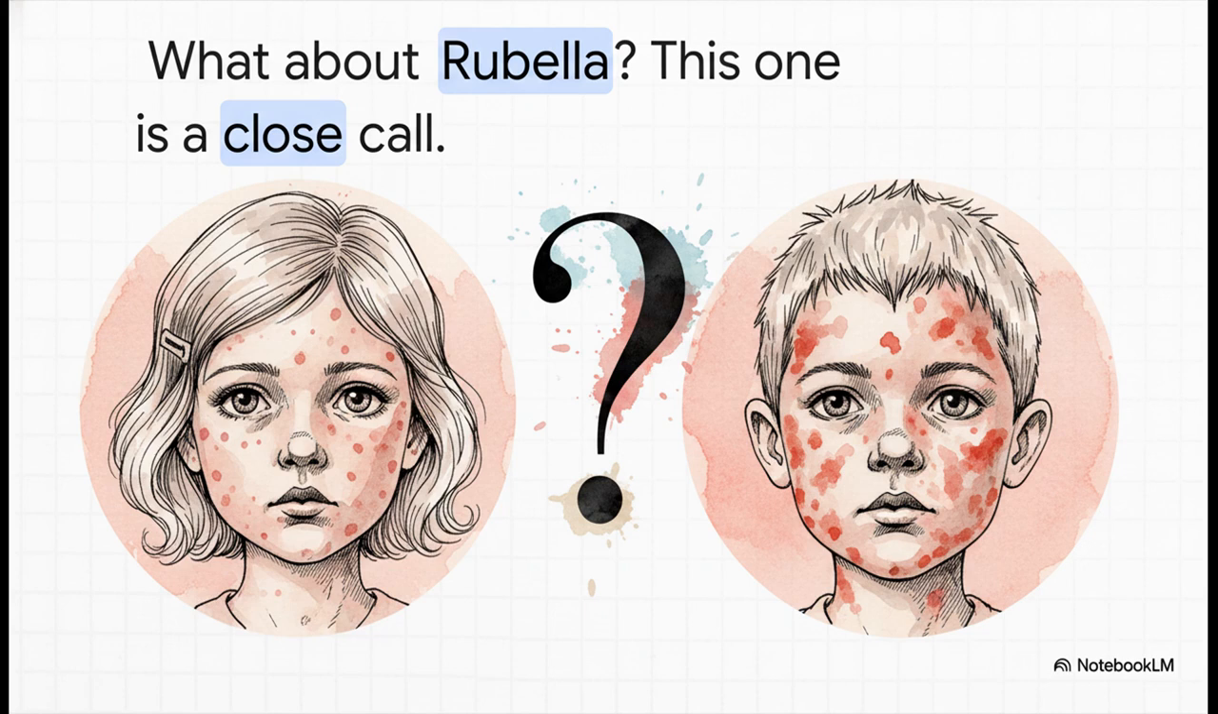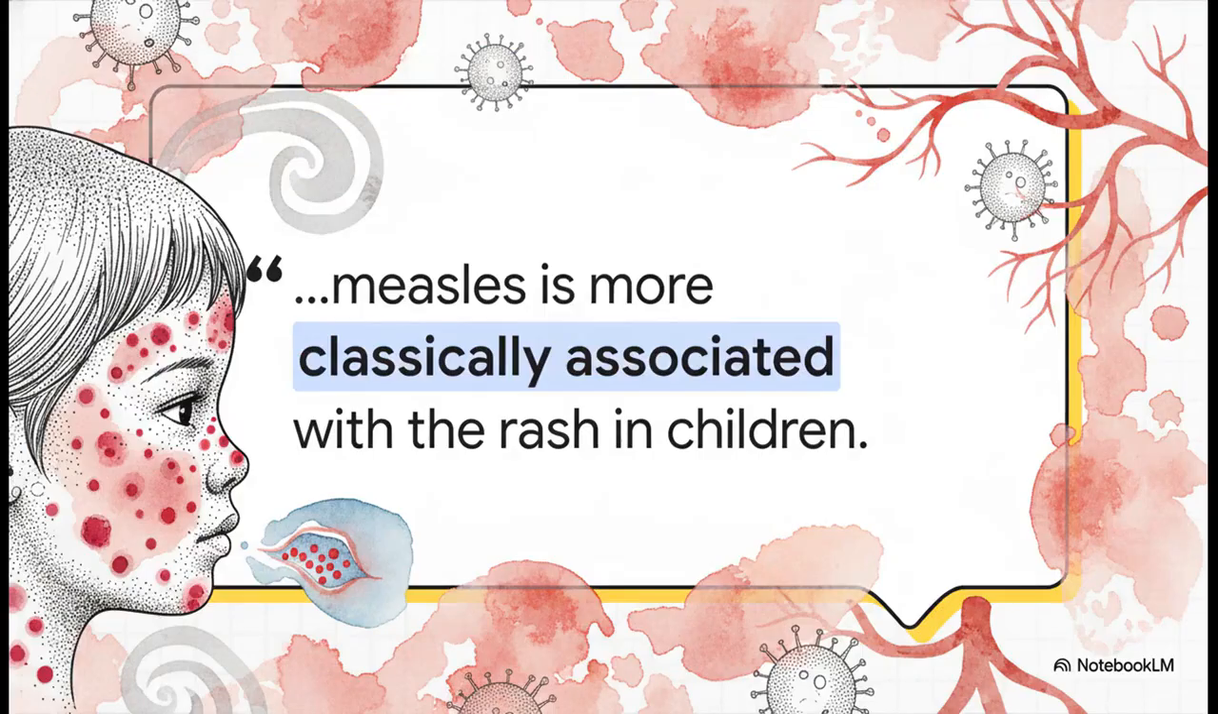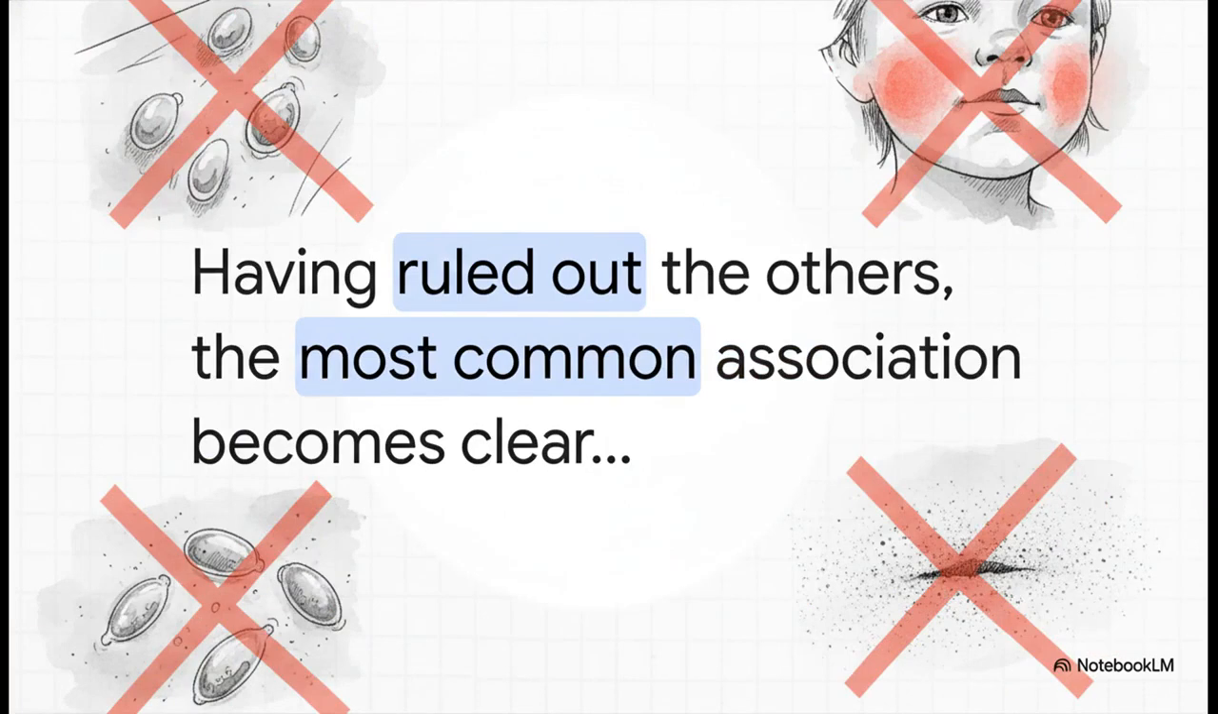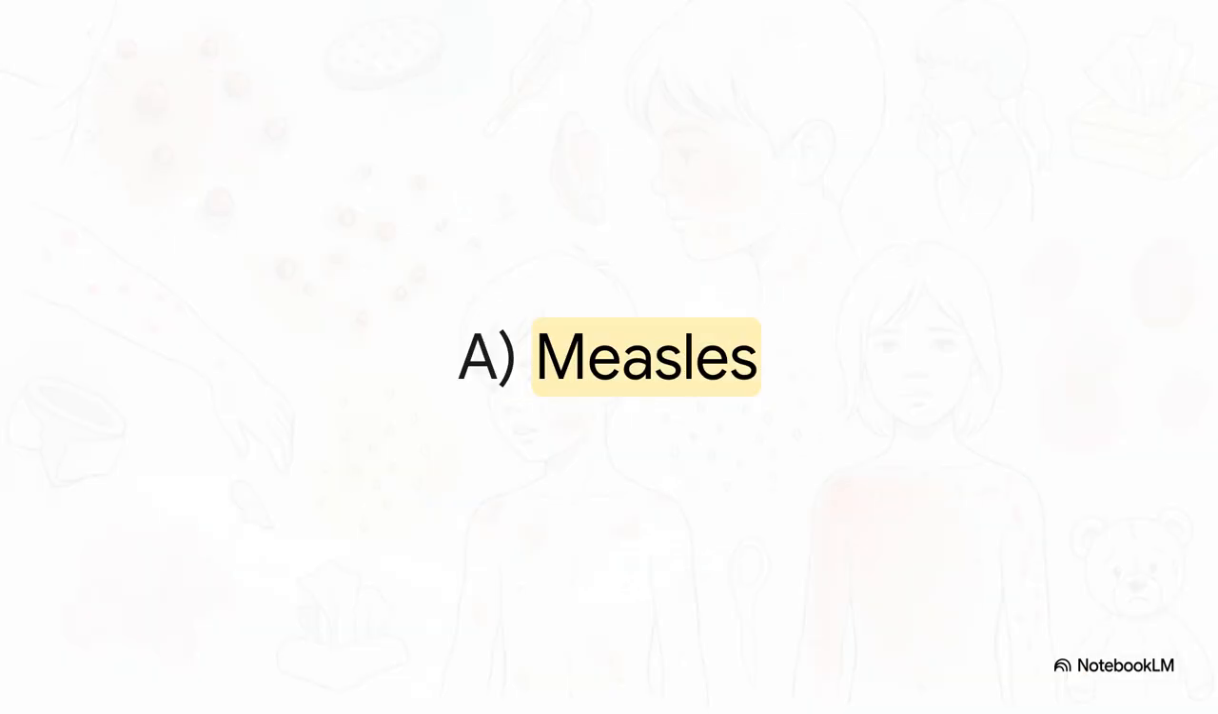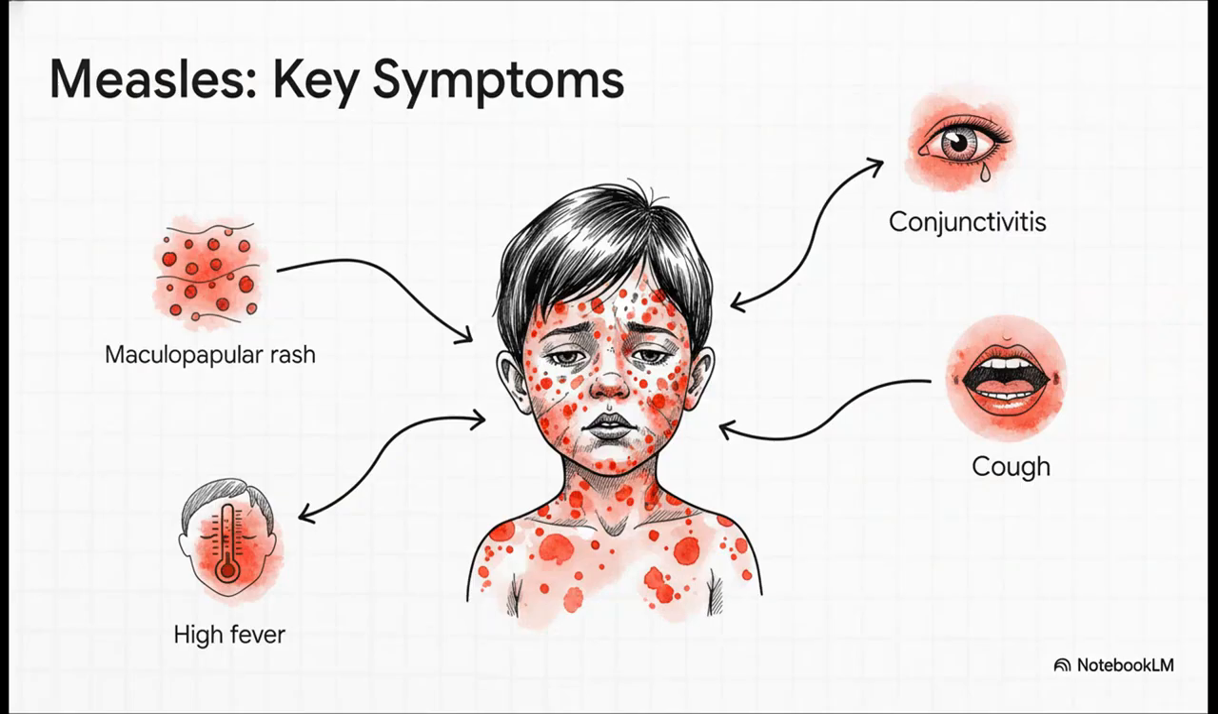Now, rubella gets tricky. It also causes a maculopapular rash, but there's a key distinction here. While they're similar, measles is just the textbook example for this type of rash in children. So, after crossing off all the others, we're left with just one clear answer. And there you have it. The correct answer is measles. Remember, it's the rash plus high fever, cough, and pink eye that really points to measles.